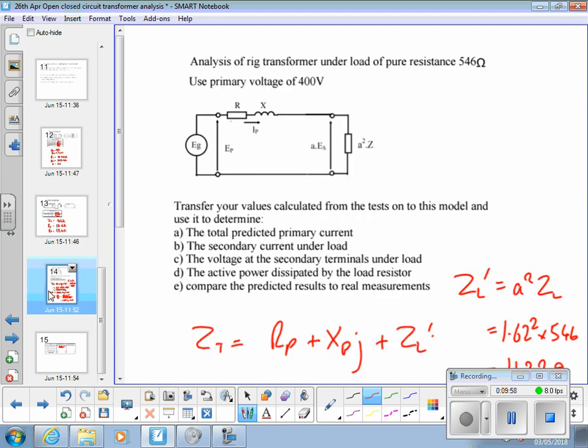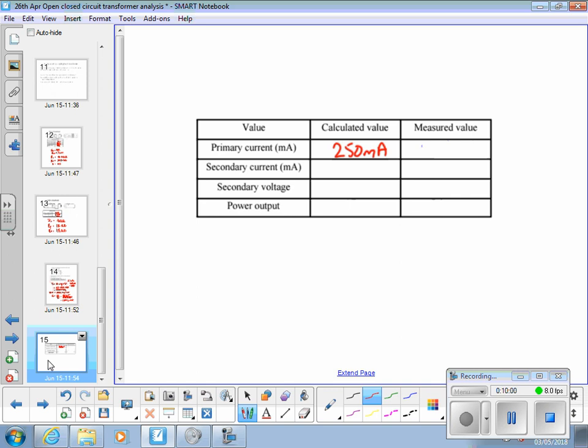Because ultimately, that's what we're going to compare: those four things in calculated value compared to what we actually measure on the rig. Trying to prove that this model is a valid model to use for a transformer like that.